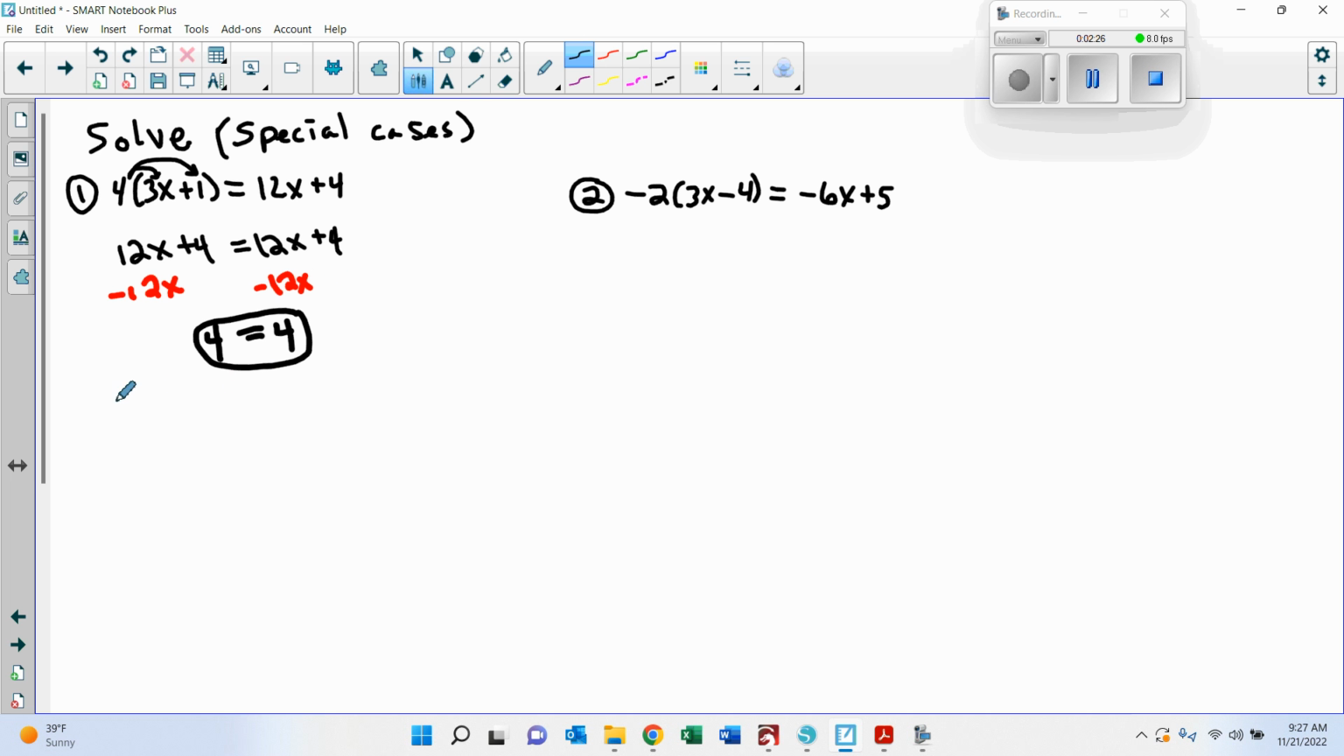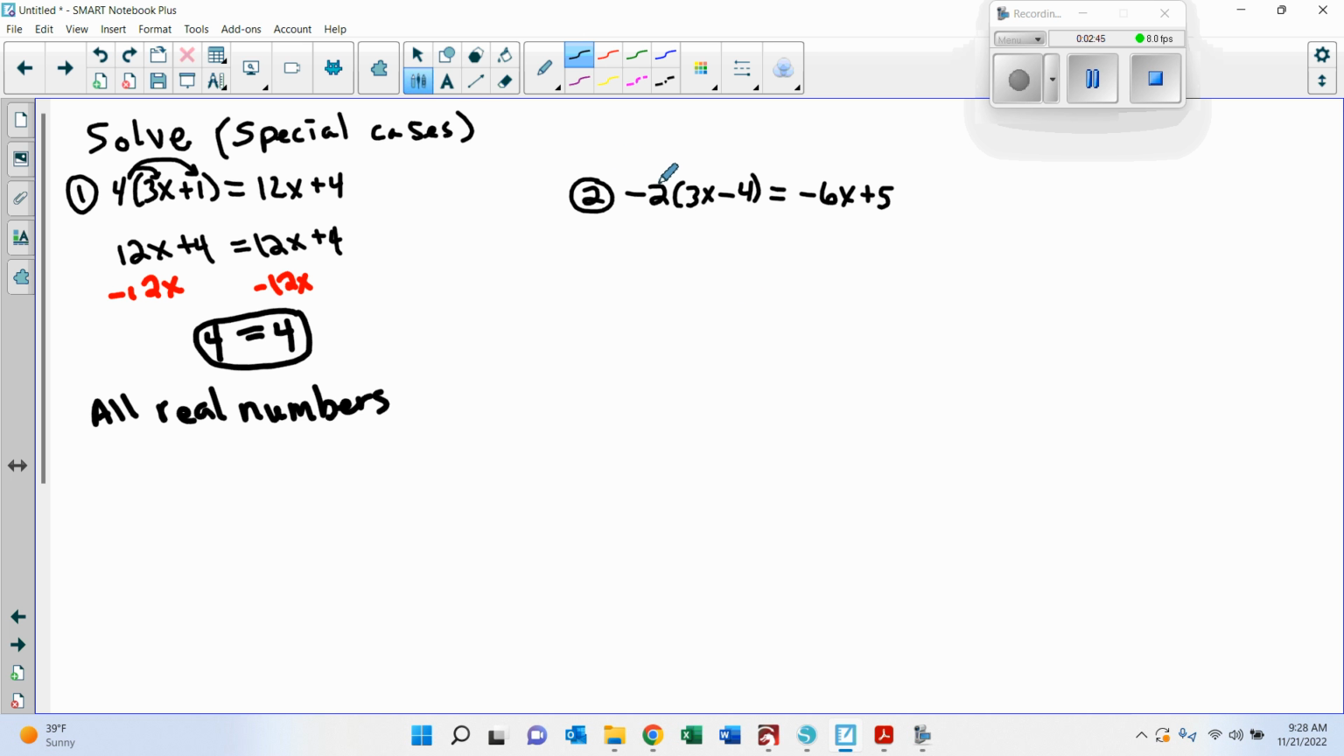So when this happens, we say that our answer is all real numbers, because now anything works for x. So that's the first special case. Okay, let's look at number 2.